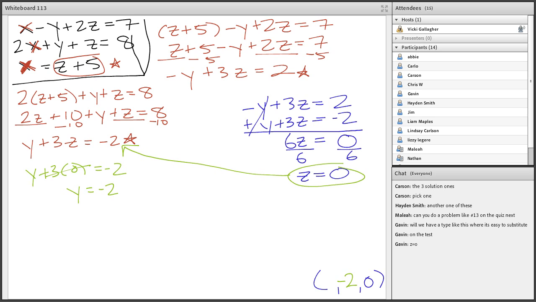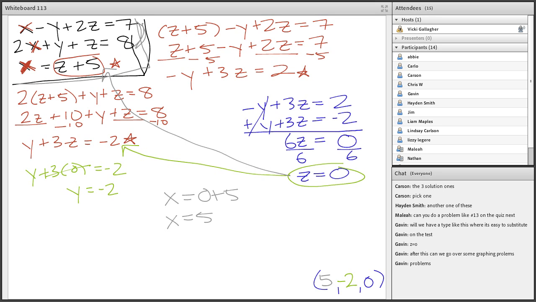And now that I know two answers, I could really use any of these top 3 equations to find my x. I would say the easiest one to use is this bottom one down here, but you could totally use one of the top 2 if that's where your mind goes. And so I'm going to use the bottom one because it's just x equals 0 plus 5. So that means x equals 5. And so that's it. And then this is my final answer. Okay, so that was one way to do this problem.